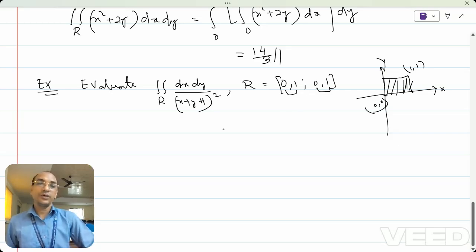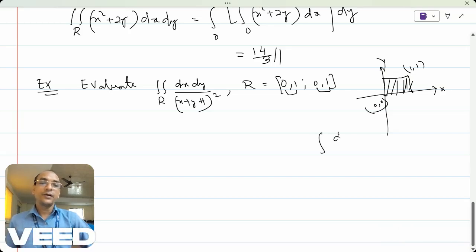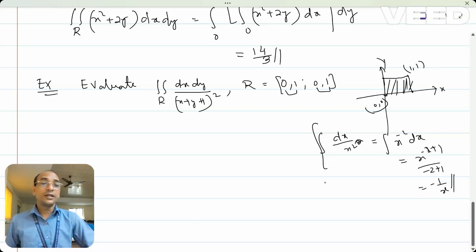Now how can we evaluate it? Before going to this, I will recall the integration of dx by x square. What is the integration of this one? We write the integral of x to the power minus 2 dx, and the integration will be x to the power of minus 2 plus 1 divided by minus 2 plus 1, and so we get minus 1 by x. This is the integration of this.